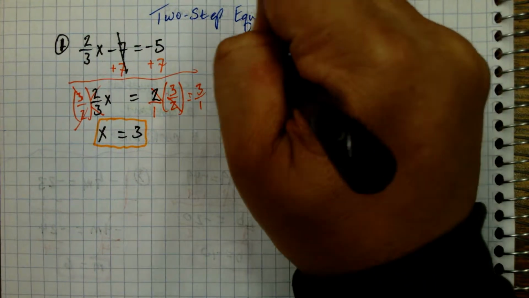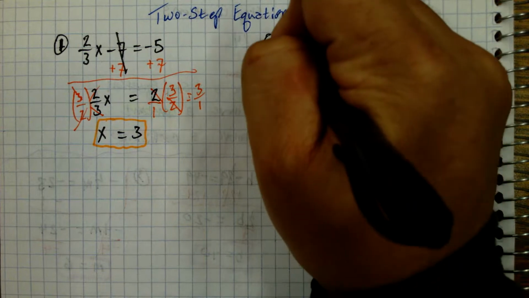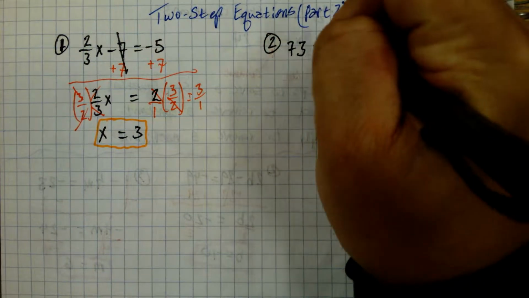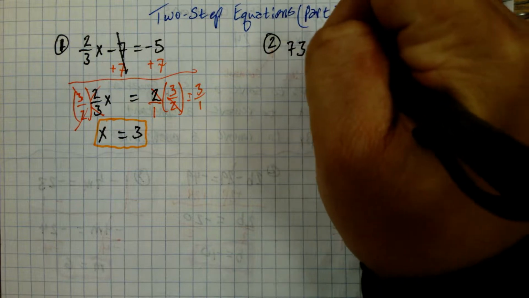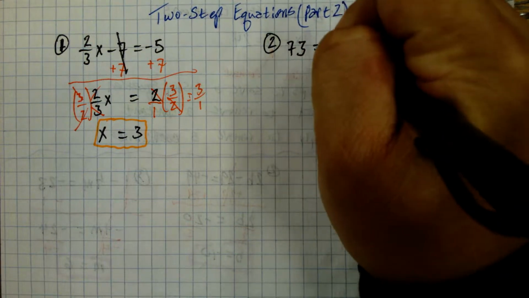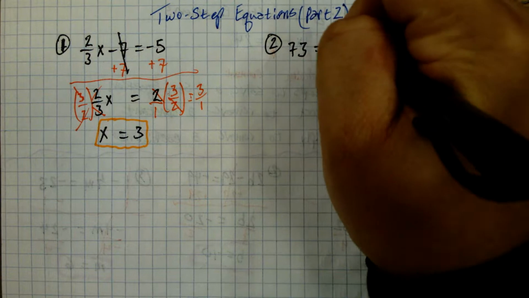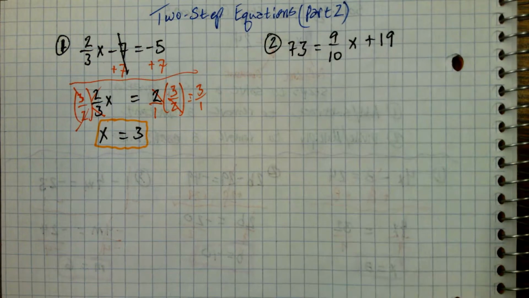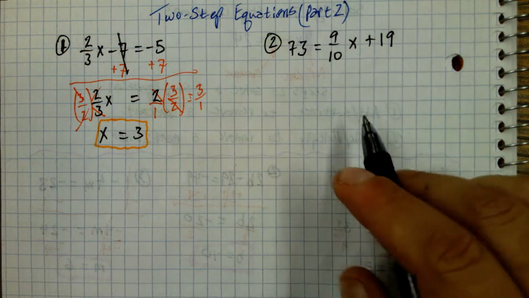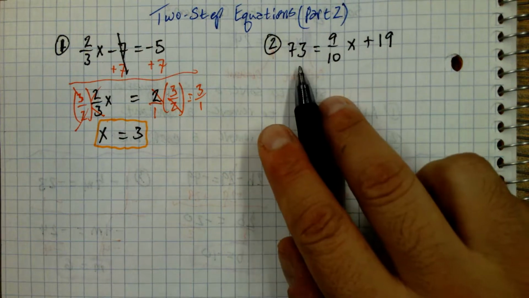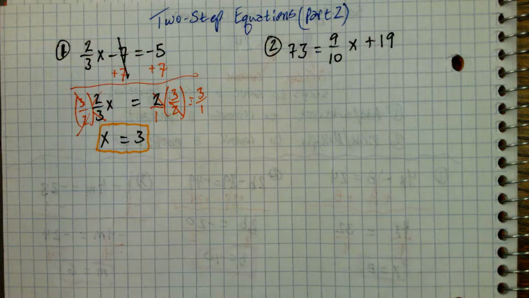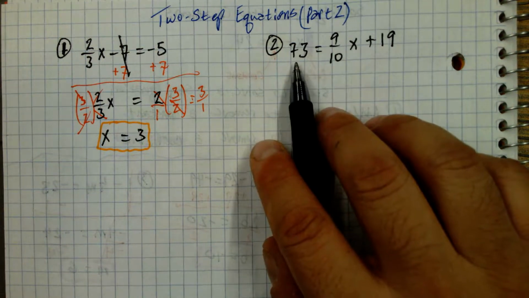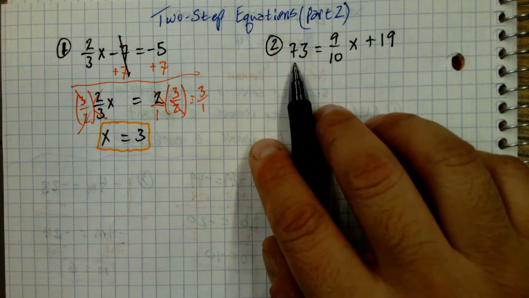Number 2. 73 is the same as 9/10 x plus 19. Okay. 73. Yes. So I'm going to do one thing. You put 7/3 because you said 7/3. Oh, 73. I'm sorry. I meant 73.